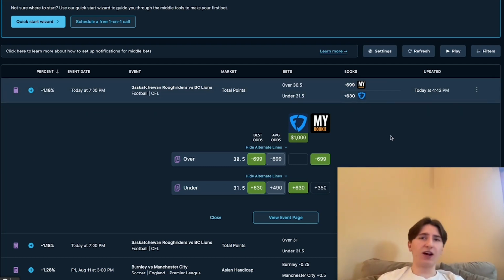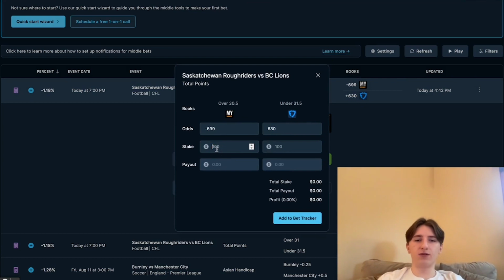So it's guaranteed that one of these bets wins, but in the case where the game finishes with exactly 31 points, which isn't a very uncommon total score in football, you'd actually win both bets. So imagine you could put down $250 here on MyBookie, then you should put down $39.15 over on FanDuel. You're guaranteed to lose around $3 in most situations. So if the game finishes with any score other than 31 total points, you'd lose about $3.